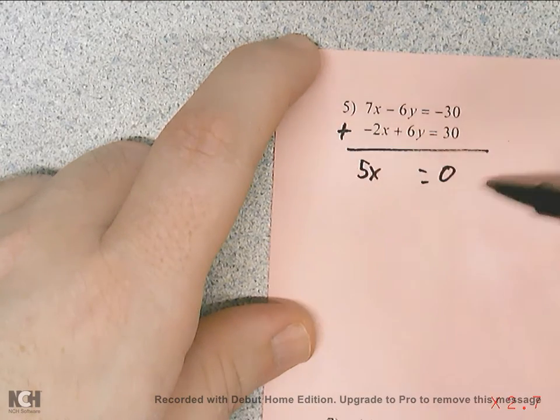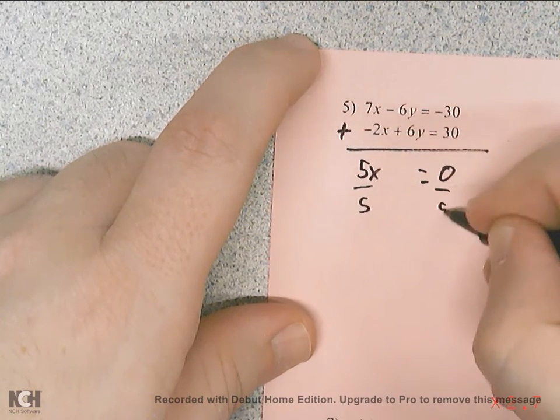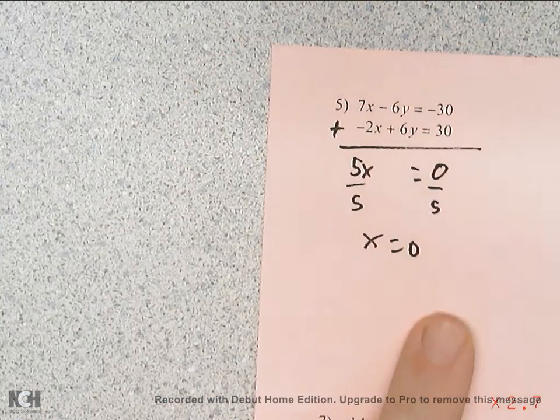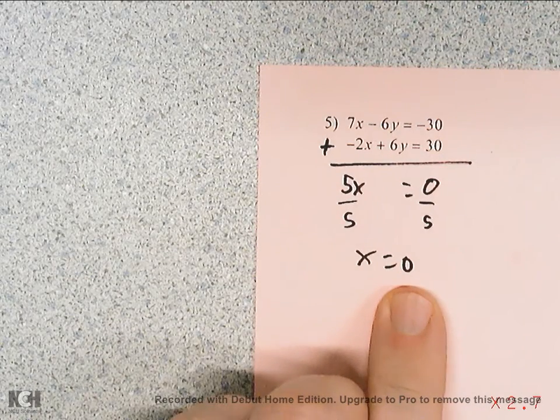Okay, that leaves me with 5x equals 0. We would divide by 5. And x is going to equal 0. That gives me half my answer. Again, with systems, you're looking for where your two lines intersect. Okay? This is the x coordinate.